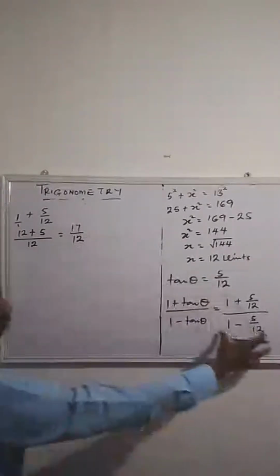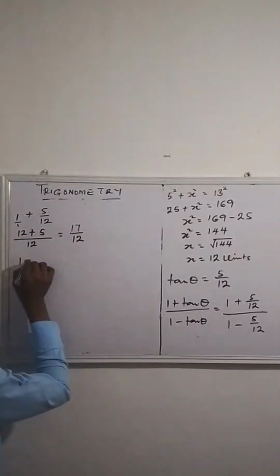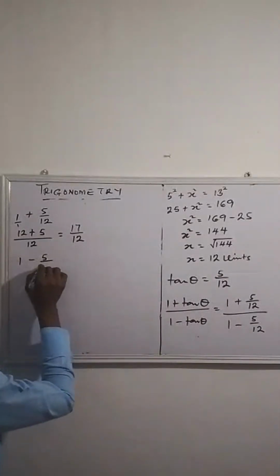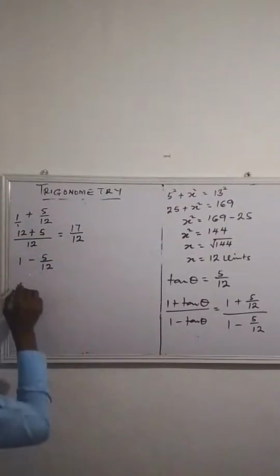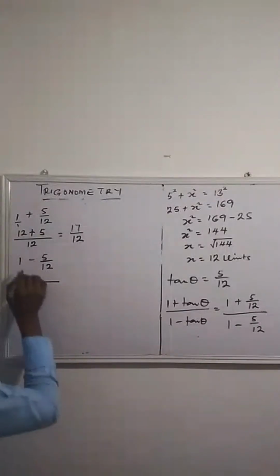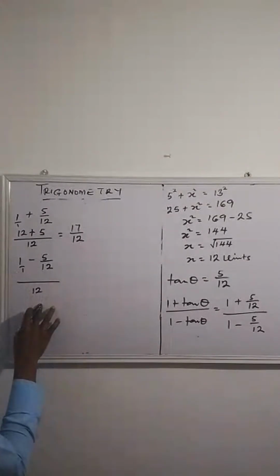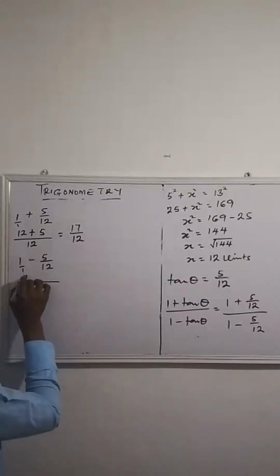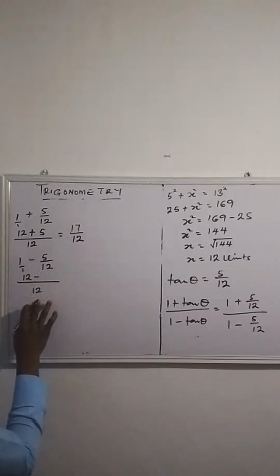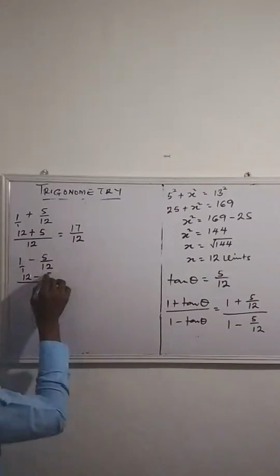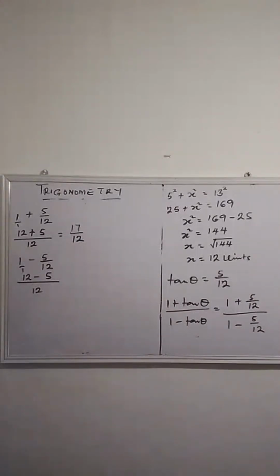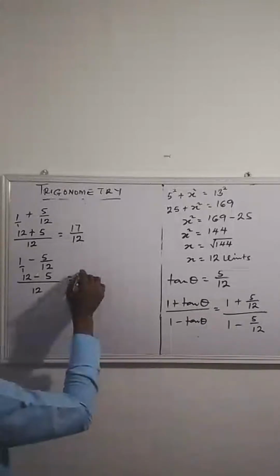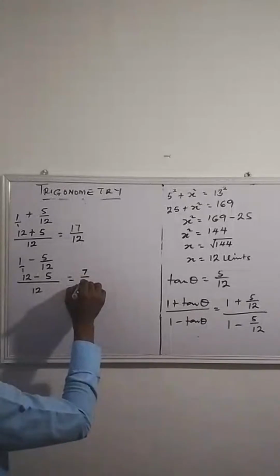Now let's do the denominator. So that's going to be 1 minus 5 over 12. The LCM is 12. So 1 goes in 12, 12 times 1, that's 12, minus 12 goes in 12 is 1, times 5, minus 5. Okay, so now this is going to give you 7 over 12.